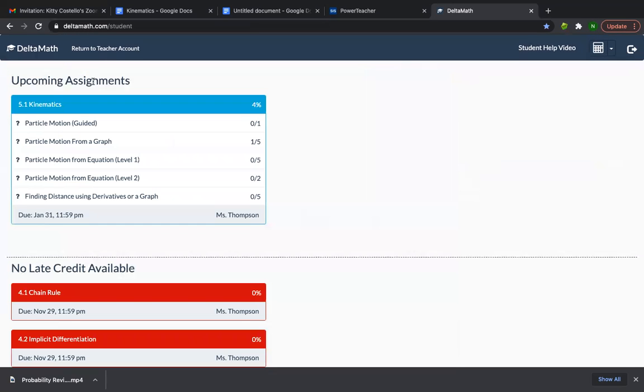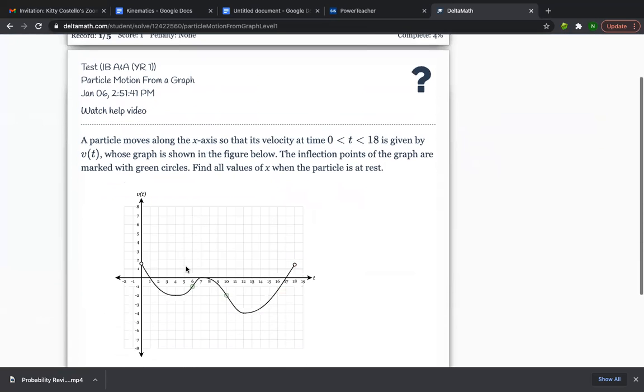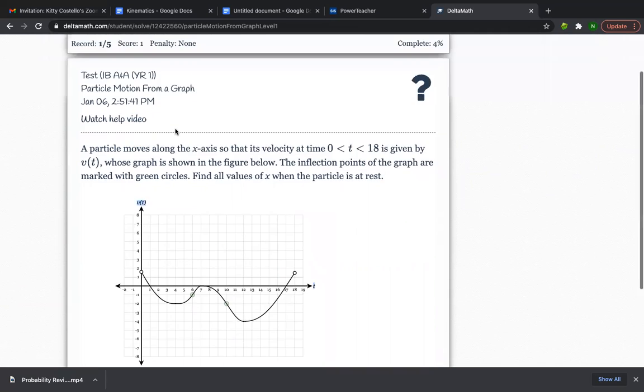So the rest of your Delta Math is pretty straightforward. The particle motion from a graph, at rest means you're looking for where velocity is 0. Just make sure you're paying attention to the sign up here, whether it's giving you a velocity graph or a position graph.